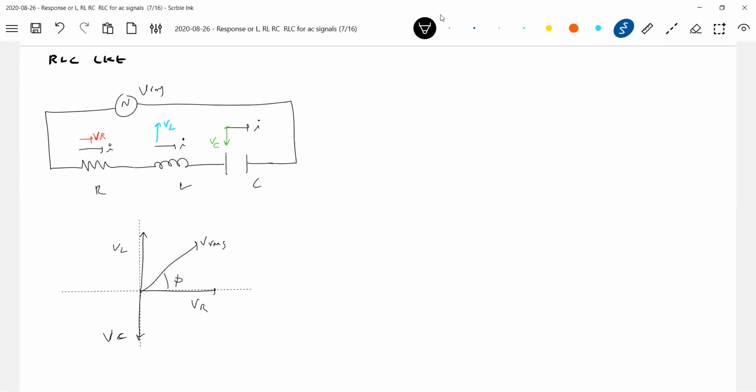So the total circuit will now be VRMS. This is VL minus VC. If VL is greater than VC, VRMS will have a phase like that. And if VC is greater than VL, then you have to show VRMS here. It all depends upon the values of XL and XC. So this should be the resultant VRMS.